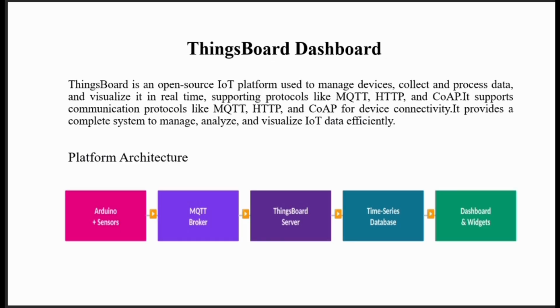The architecture flow of ThingsBoard is as follows. The sensors are connected to the MQTT broker. The MQTT broker is followed by the ThingsBoard server, and then a database, then a dashboard where the entire data is displayed. This helps the industries monitor machines efficiently.